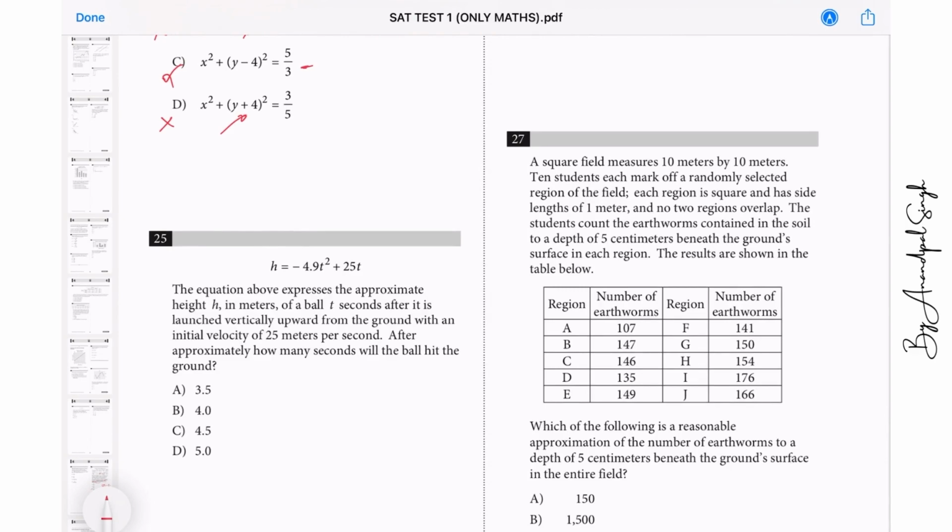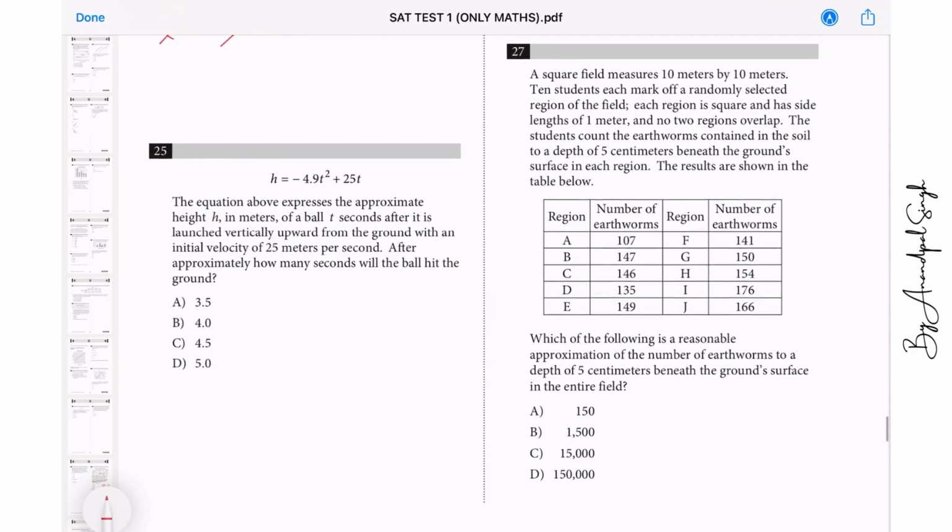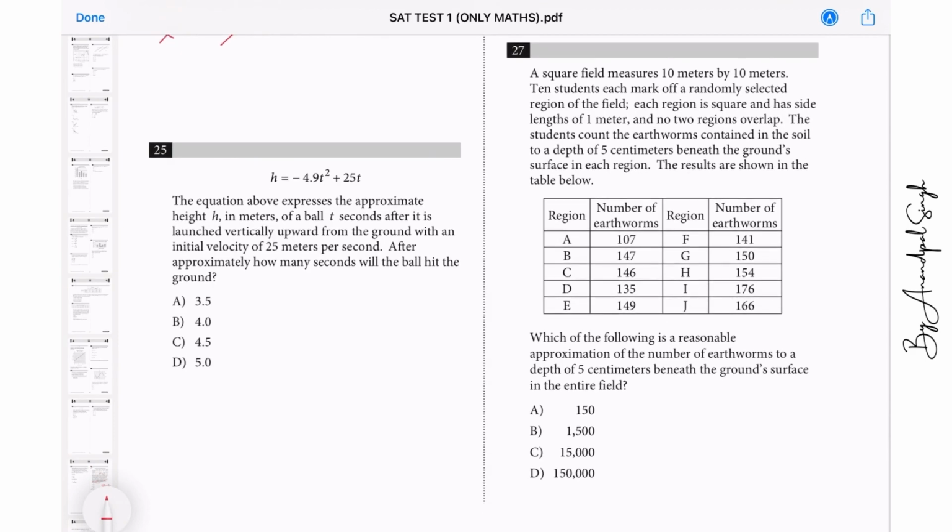Next, go to question number 25. We have height equals minus 4.9t square plus 25t. After approximately how many seconds did the ball hit the ground? It means when it hits the ground, height should be 0. So 0 equals minus 4.9t square plus 25t, and we take t common.